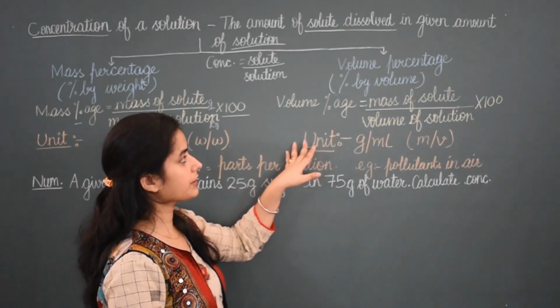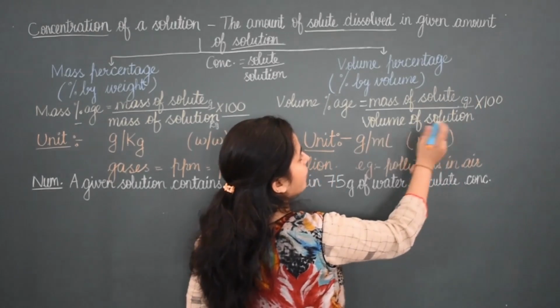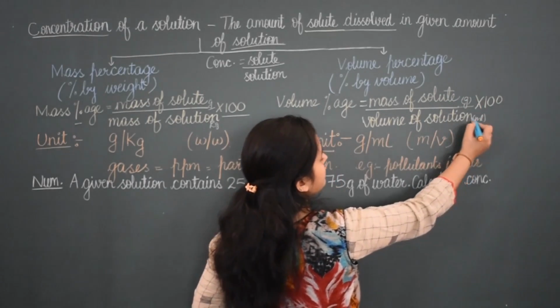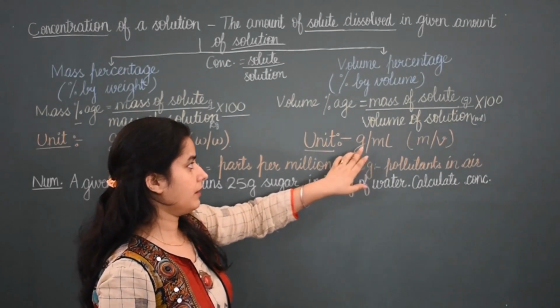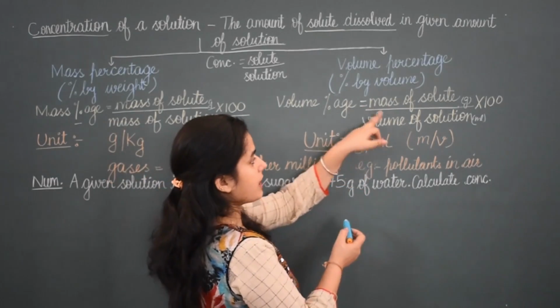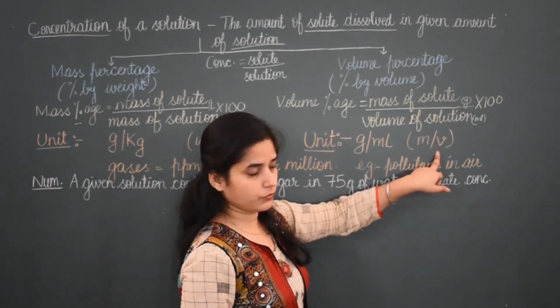Its unit: mass is taken in grams and volume is taken in millilitres, so it becomes gram per ml, and with mass as m and volume as v, it is m by v.